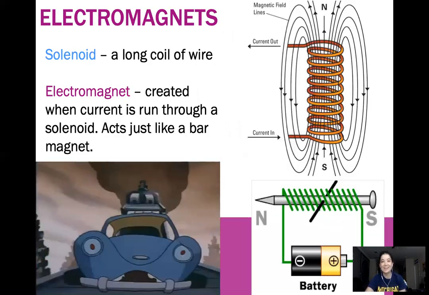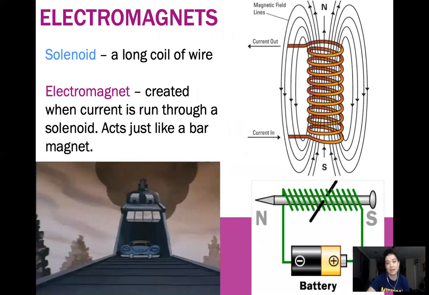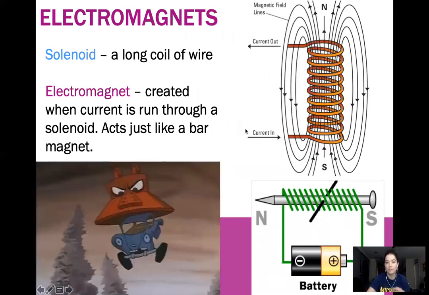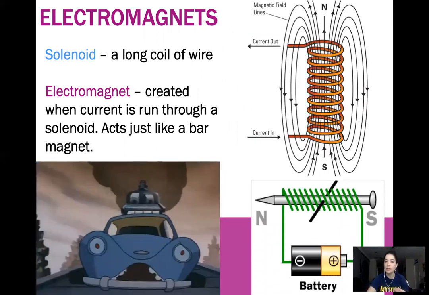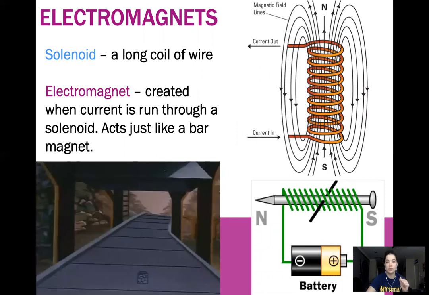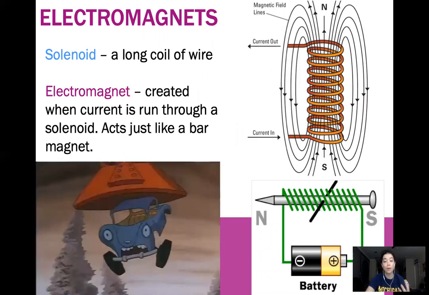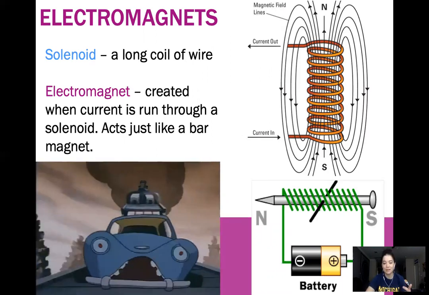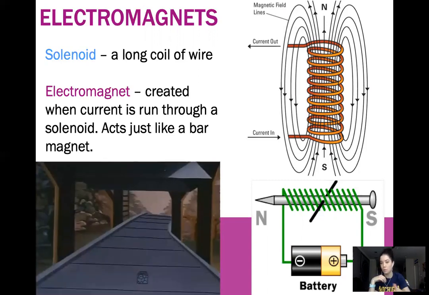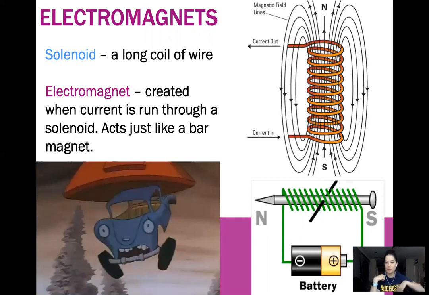All right, so what exactly is an electromagnet? A solenoid is a long coil of wire, and an electromagnet is created when we take a current and run it through a solenoid, okay? It'll act just like a bar magnet, but it's not a bar, right? It's a piece of wire that's been curled up and coiled around.